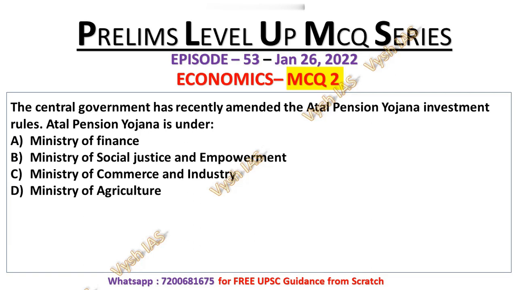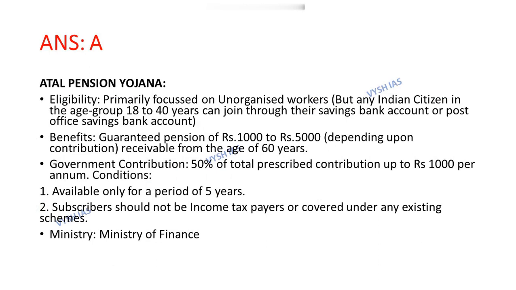So its answer will be option number A, that is Ministry of Finance. Now let's look at the explanation. Here we will discuss what is Atal Pension Yojana. In Atal Pension Yojana, the eligibility is primarily focused on unorganized workers, but any Indian citizen in the age group of 18 to 40 years can join, which means that an Indian citizen lying in the range of 18 to 40 years can be included in this Yojana.